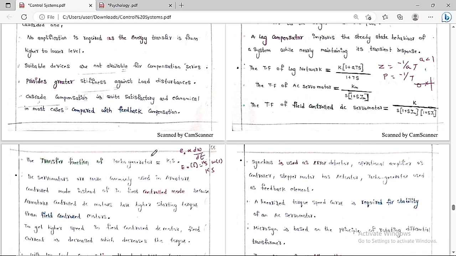So with the Laplace transform on both sides, we are going to get E0(S) equal to K into S into omega(S). So the transfer function E0(S) by omega(S) is equal to K into S. K into S is the transfer function. So these things you always have to keep in your mind.